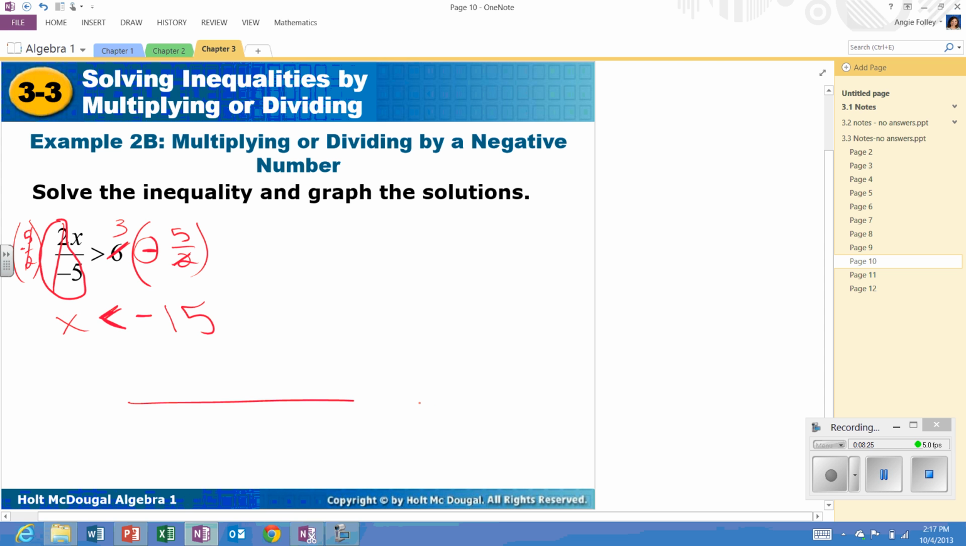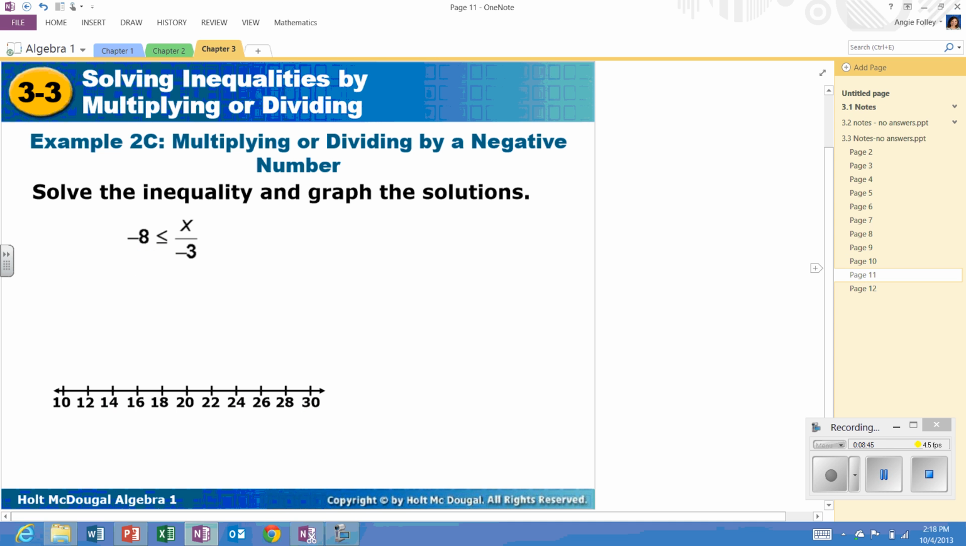And then to graph this, we can just put some numbers down here. You don't have to put a ton. So at -15, it's going to be an open circle, and then it says that x is less than, so it's everything to the left. Okay, let's do one last example.